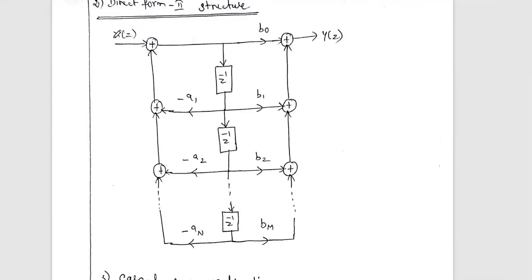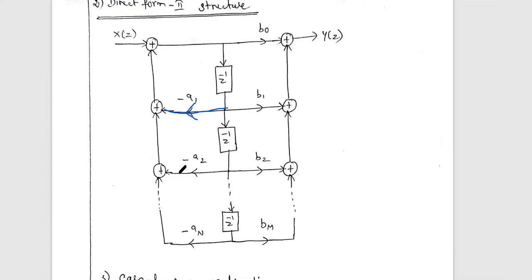In this method, this is the input x of z, and this is the output y of z, and in the center we use delay elements. The output of the first delay element is taken into two branches, one branch to the left side and another branch to the right side. In the left side branch you multiply with the denominator coefficients minus a1, minus a2, etc. up to minus an. Similarly, on the right side we use the numerator coefficients b0, b1, b2, etc.